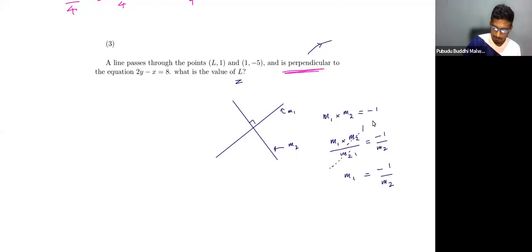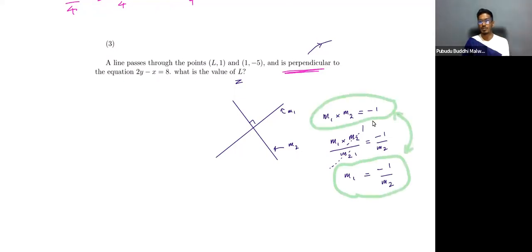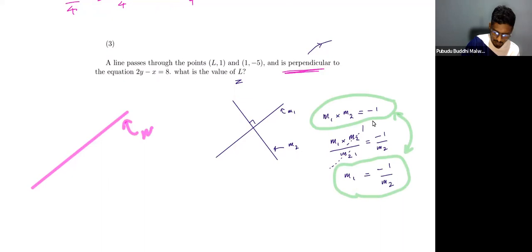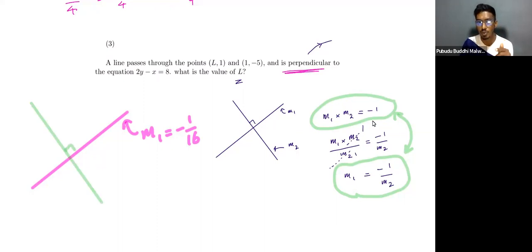relationship as well. This one and this one are the same thing. You can use either, because whenever you have the slope of a line, you can compute the slope of the perpendicular line. That's the idea. So for example, let's say the slope of this line equals minus 1 over 16. You can compute the slope of the perpendicular line, because that's basically the negative reciprocal of M1.